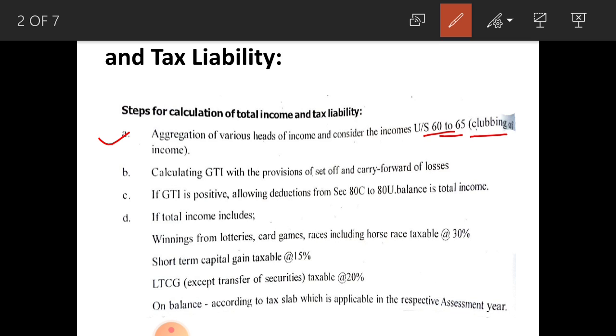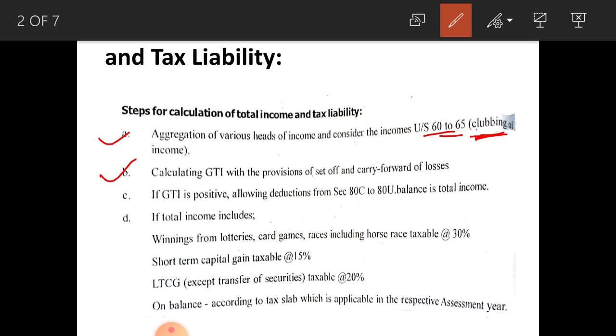Clubbing of income means an individual paying tax on the income earned by other person along with his income. This clubbing of income you already learned in the previous chapter, that you have to recall here.